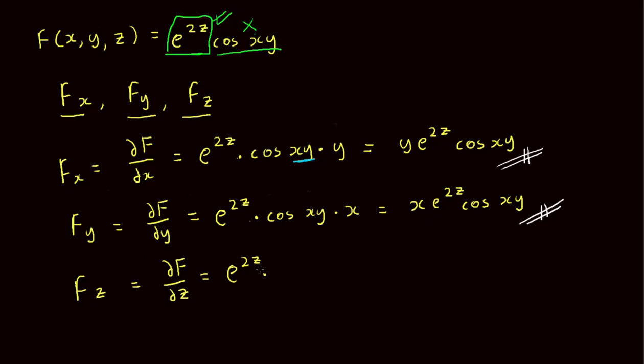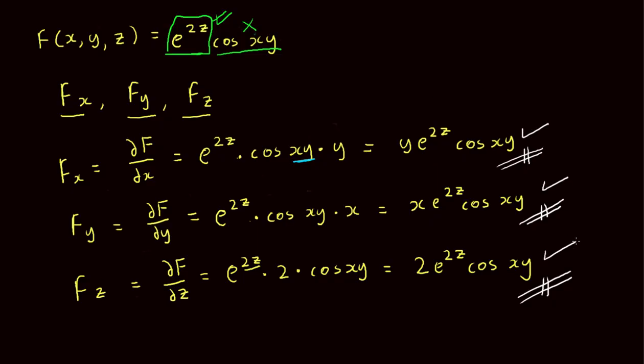Let me just put a dot here. So we differentiate the inner term as well. So therefore it becomes 2, right? With respect to z. And the cosine xy is just a constant that we just leave as it is. Okay, and rearranging the equation, we get 2e to the power of 2z cosine xy. All right. So as you can see, we've managed to determine fx, fy, and fz. Okay, it's pretty straightforward. It's not actually as hard as we think.